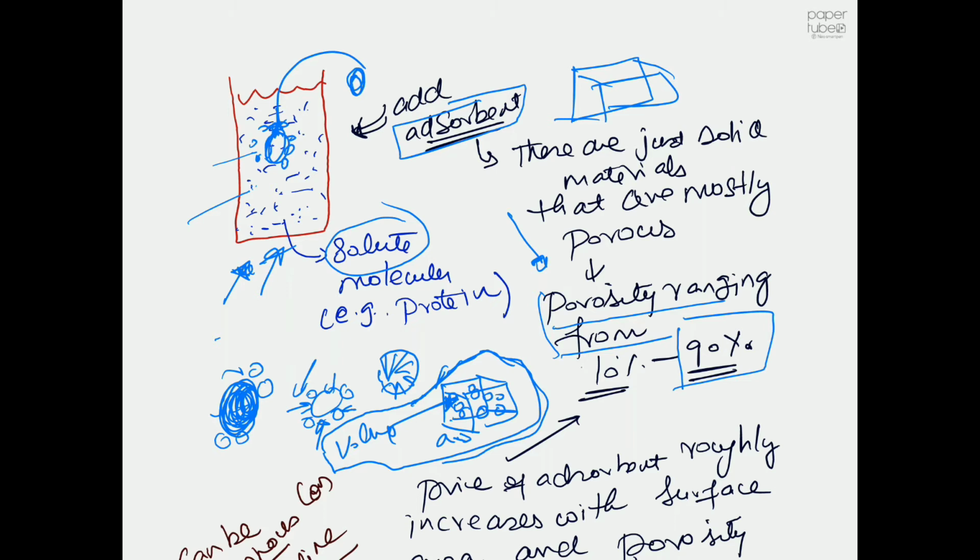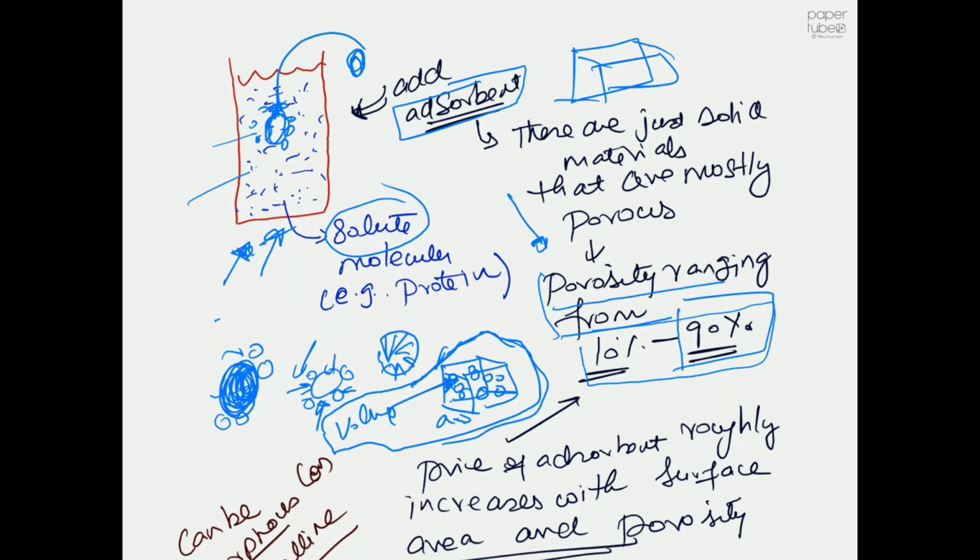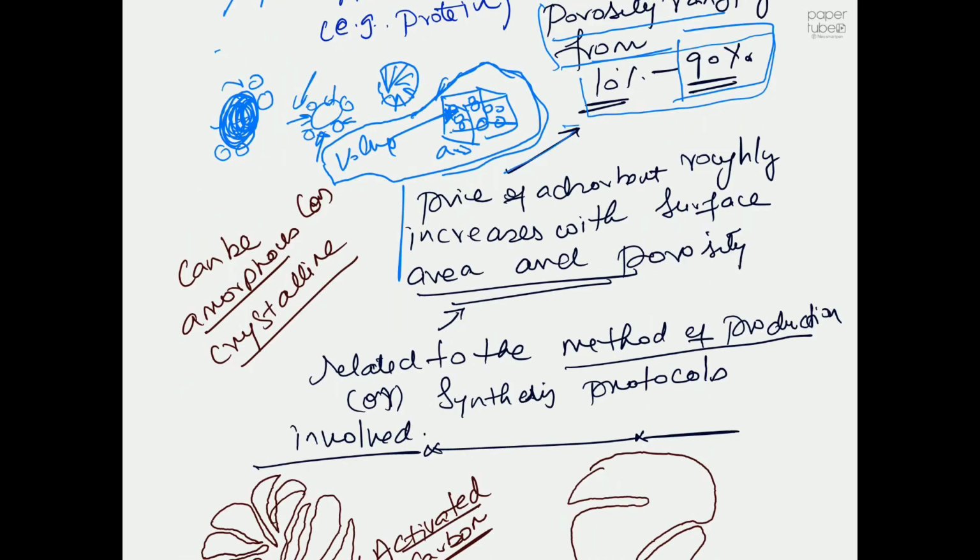Typically, in industries they select materials that have a porosity ranging from 10 to 90%, and typically the price of the adsorbent is roughly correlated to the porosity of your material. So if it's 10%, probably it's less. If it's 90% porous, the price is going to be higher, and that's because people use different types of synthesis protocols in order to create that level of porosity.